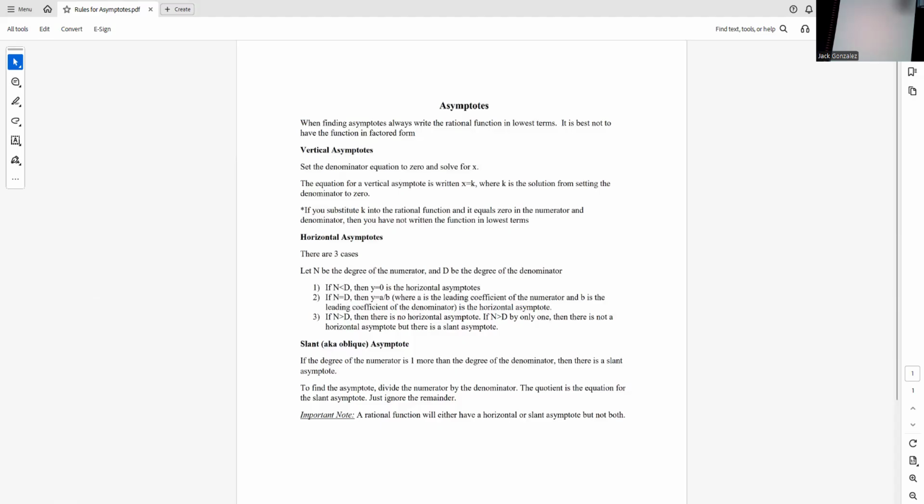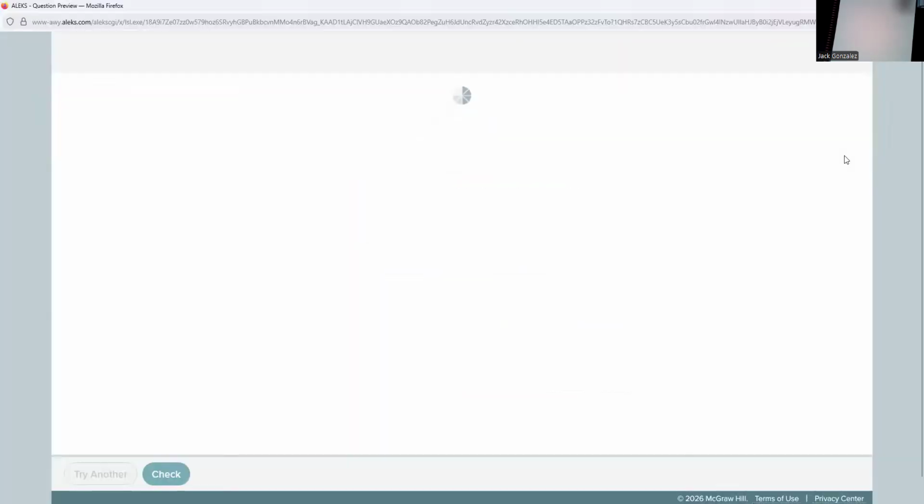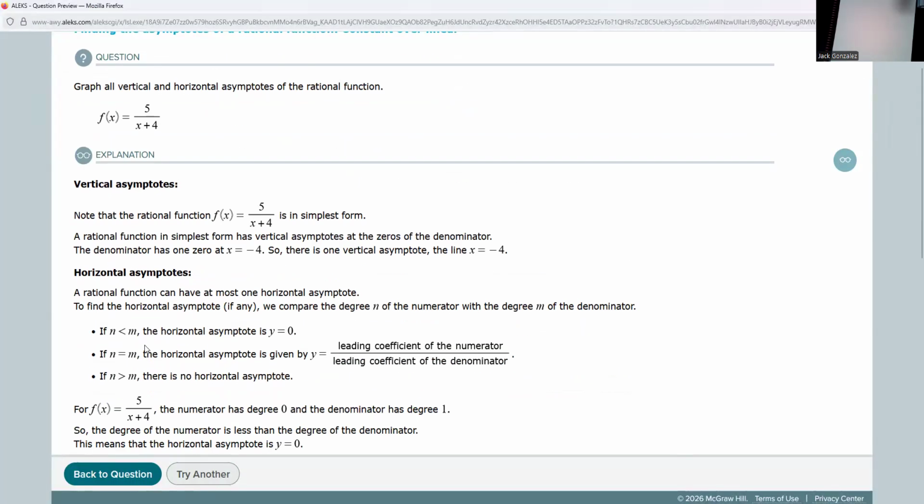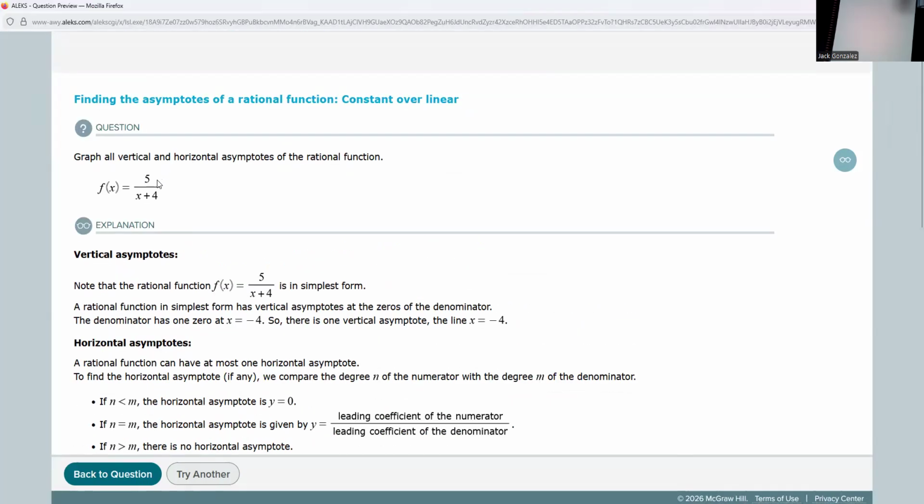And they have it in the notes, and I sent these notes to you too. But check it out, they're right here. If n is less than m, so the degree of the top is 0 because there's no variable. Degree of the bottom is 1 because the highest power down here is 1, right? So 1 is bigger than 0, so we have case 1. That's going to be a vertical asymptote.